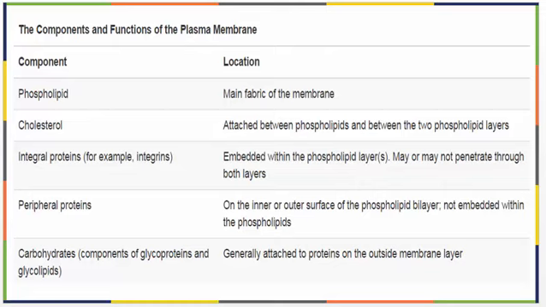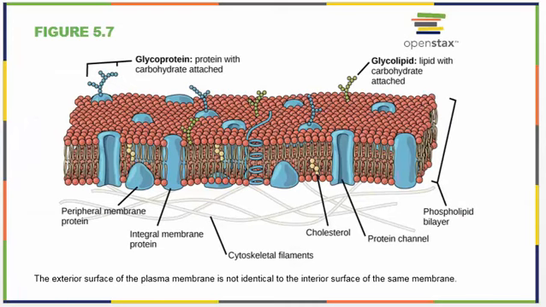So here are some components and functions of the plasma membrane if you want to jot them down. This table is found in your book. It's important to note that those membranes are asymmetric. The inside doesn't match the outside. On the interior, there are proteins that serve as anchors, and they are attached to the cytoskeleton. On the outside, some of those proteins serve as anchors, but they have attachments to the extracellular matrix.